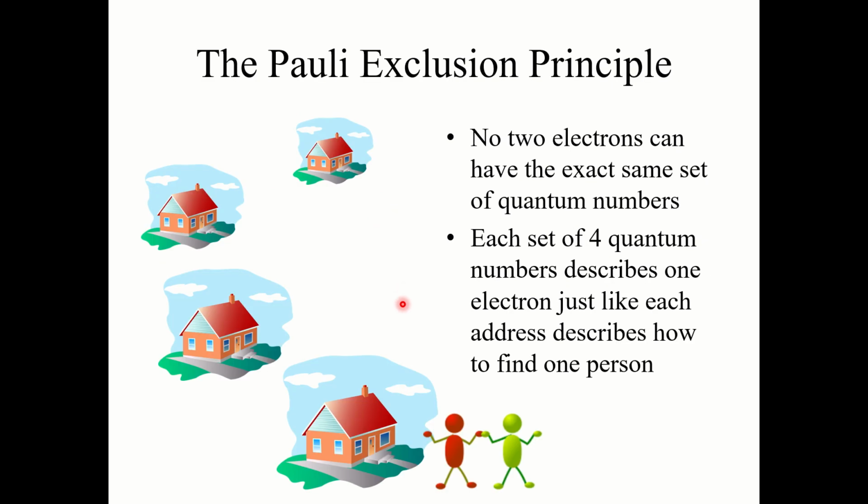So this takes us to what I was just talking about, the Pauli exclusion principle. No 2 electrons can have the exact same set of quantum numbers. Each set of 4 quantum numbers describes 1 electron, just like how each address describes how to find 1 person.